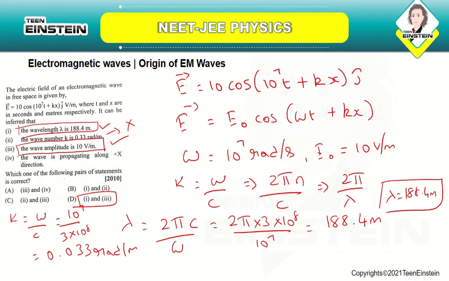So it is just a simple logic problem where you are writing the equation which they have given, and you are trying to compare that with the cosine form of the equation of electric field. The standard cosine form is E = E naught cos(omega t + kx). You are comparing with that, getting the value of omega and the value of k from that, and substituting to find out what is the wavelength, what is the wave number, and what is the wave amplitude. Let us now move on to the next question.